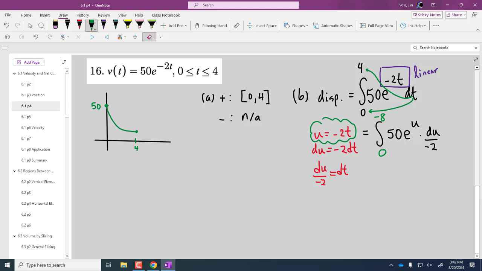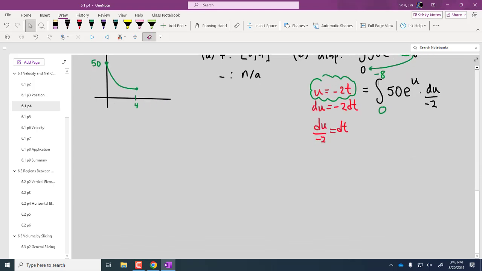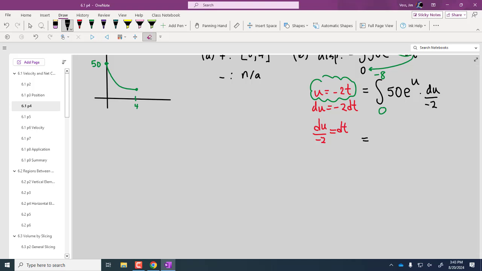So we use that equation, our substitution step. That allows us to go back and forth between the two variables. So now, this is what I'm going to write next. Tell me if you agree with it. So we take this negative 2. I'm going to divide it in. I'm going to get negative 25. I'm going to factor it out to the front. This is 0 to negative 8. And then just e to the u du. Do you agree with that?